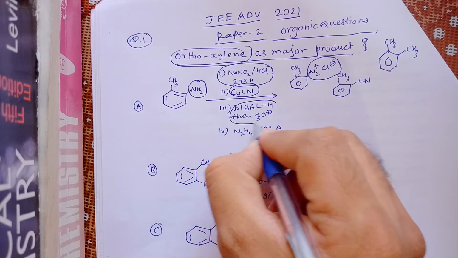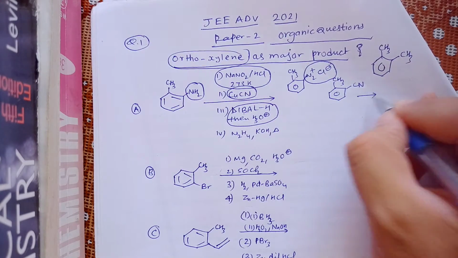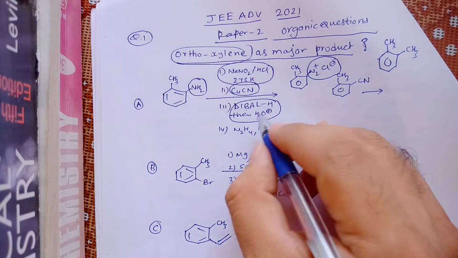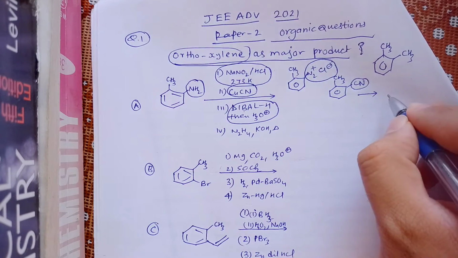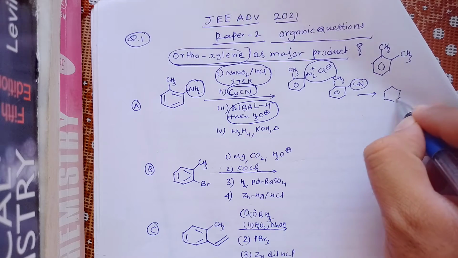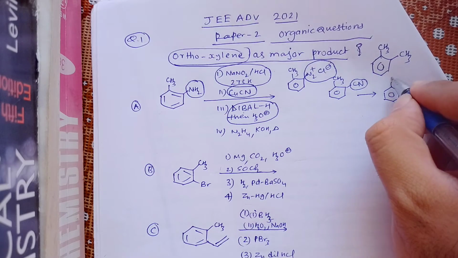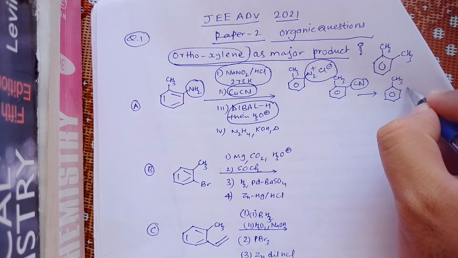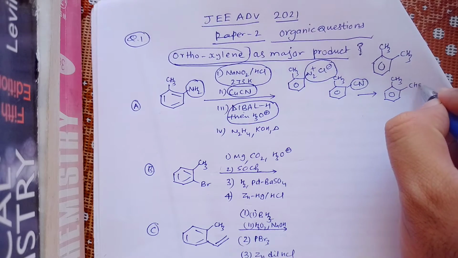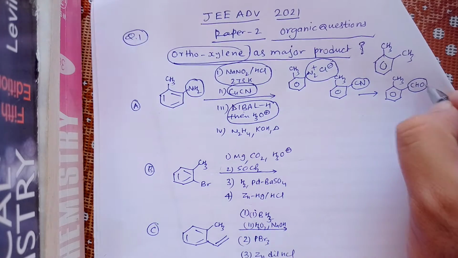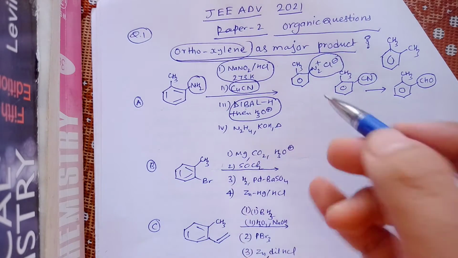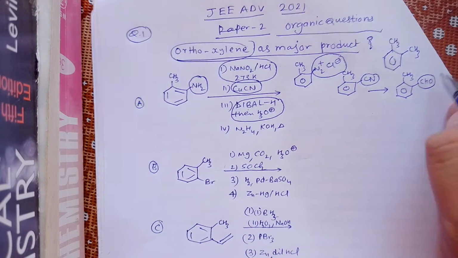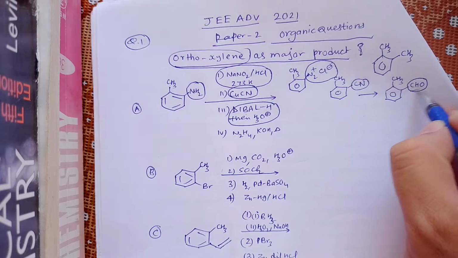In the third step, you know, that is DIBAL-H. DIBAL-H is diisobutyl aluminum hydride. What it does is change CN into CHO. This is a very typical reaction written in the NCERT. So this is CHO. This is not a very strong reducing agent as LiAlH4 is, so it will convert this into CHO.